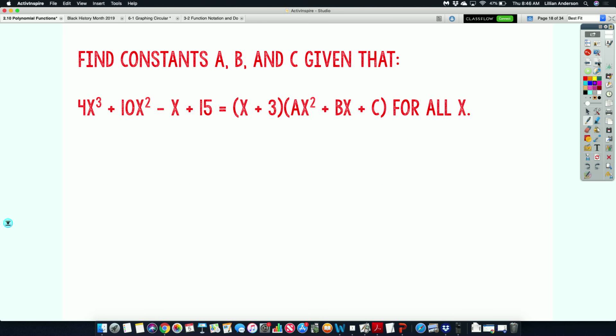We're going to find constants a, b, and c given that 4x to the third plus 10x squared minus x plus 15 is equal to the factored form over there for all x. When it comes to finding the constants, and you know that these two polynomials are to be equal, the easiest thing would be to go ahead and multiply out that right side.